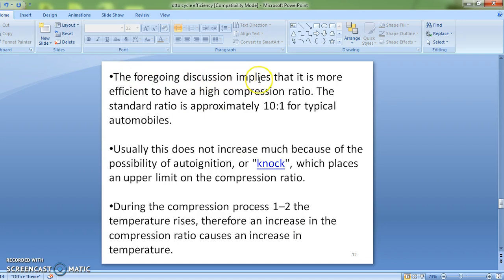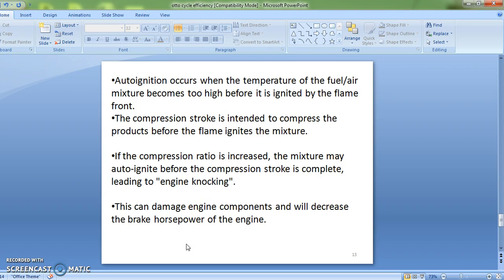The foregoing discussion implies that it is more efficient to have a high compression ratio. The standard ratio is approximately 10:1 for typical automobiles. Usually, this does not increase much because of the possibility of auto ignition or knock, which places an upper limit on the compression ratio. During the compression process 1-2, the temperature rises. Therefore, an increase in the compression ratio causes an increase in temperature.